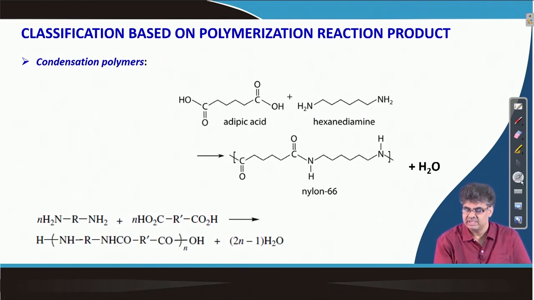So, this is a general example of a condensation polymer. Now we have discussed addition polymers and condensation polymers, and we will also discuss after some time chain growth polymerization and step growth polymerization, which basically depend on the mechanism of polymerization, and these two classifications are related.